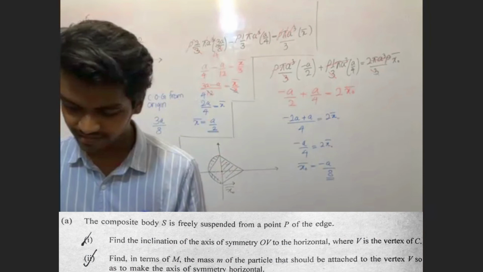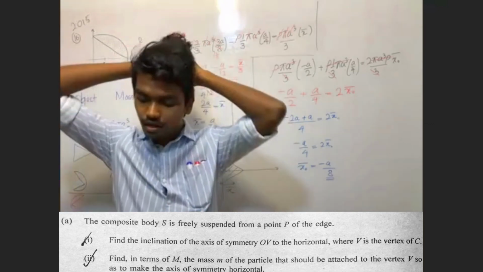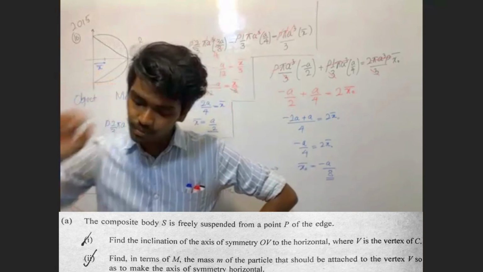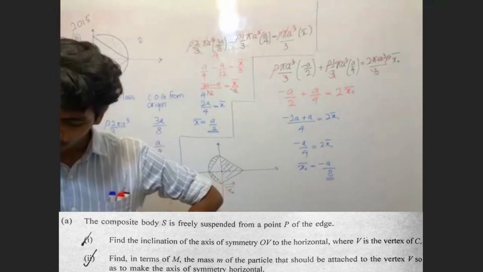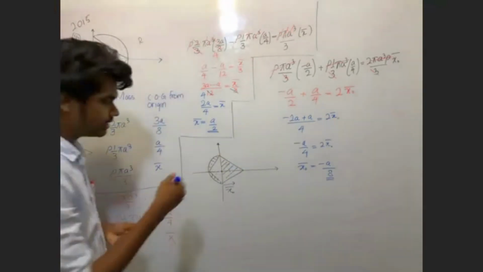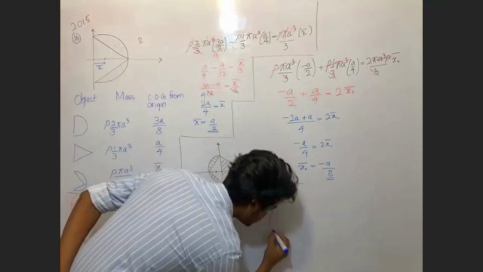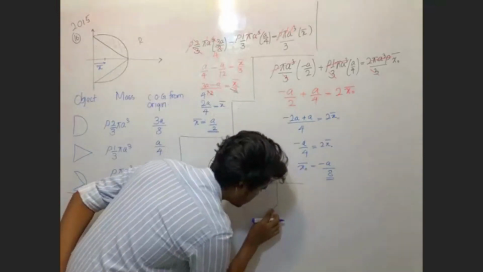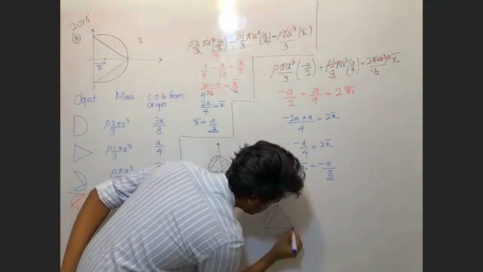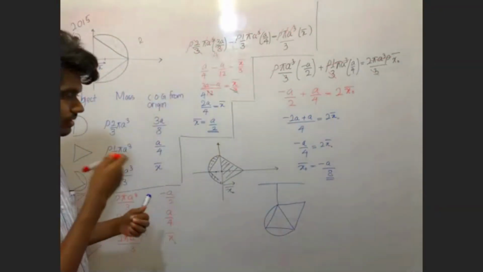And then the rest is obviously going to be equilibrium, right? So equilibrium, you can try it. They have told the composite body is freely suspended from point P of the edge. So where is point P? They have given the point P. This is point P. So the center of gravity is somewhere here. So it's going to hang how? So try this, right? I will draw it. It's going to hang something like this, right?